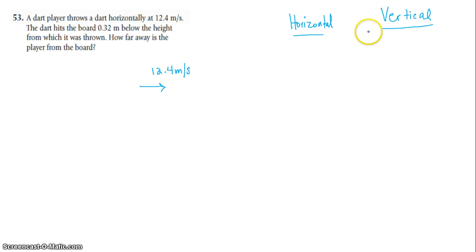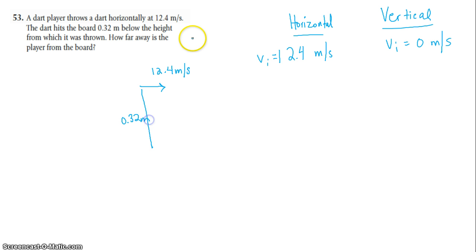So in the vertical direction, since all the speed is horizontal, we know our initial speed is going to be 0, and that horizontal speed will be 12.4 meters per second in the horizontal direction. Now we also know that the dart hits the ground 0.32 meters below the height from which it was thrown. So in other words, it free falls 0.32 meters. So we know that this distance here will be 0.32 meters.